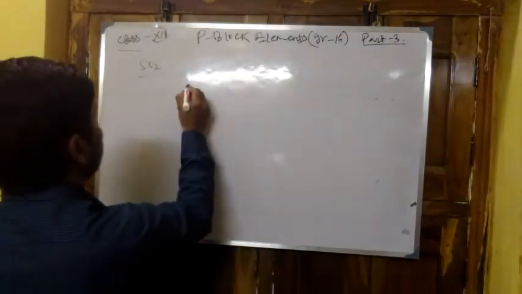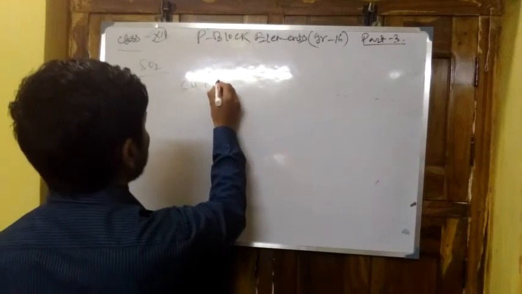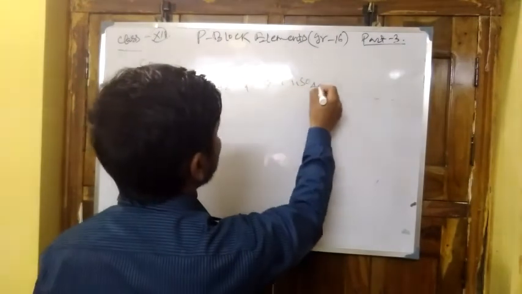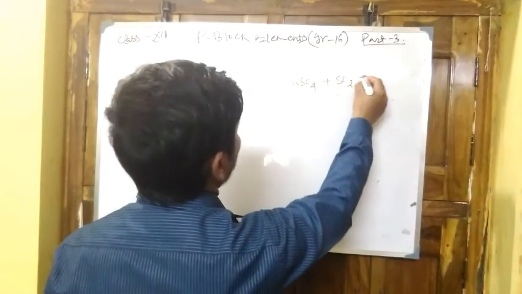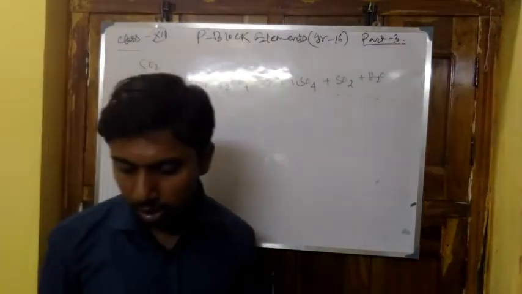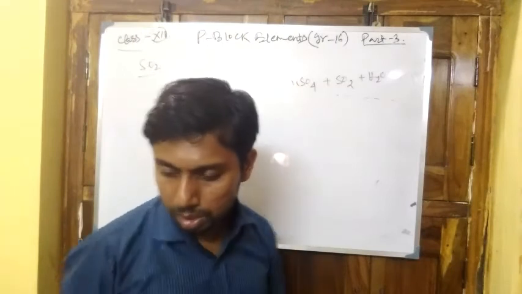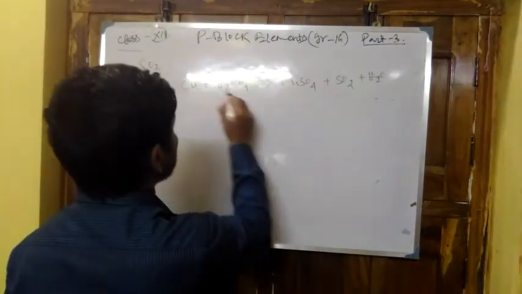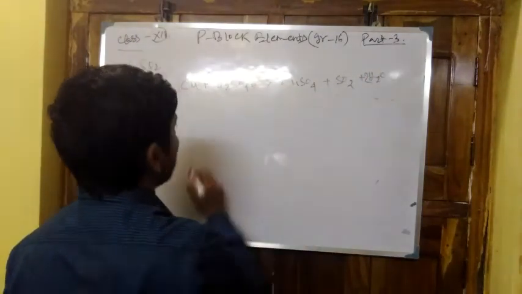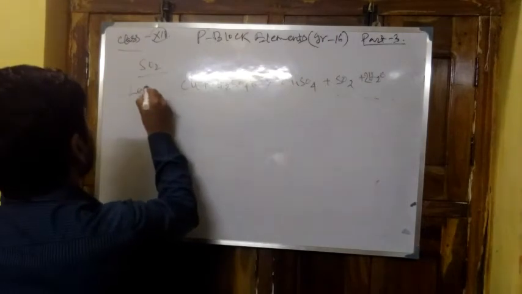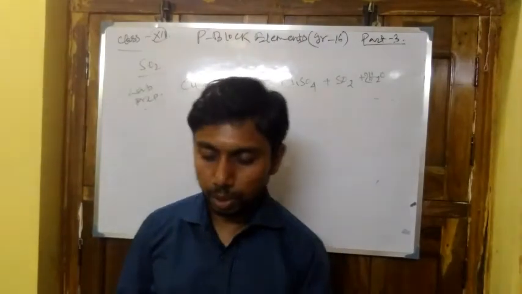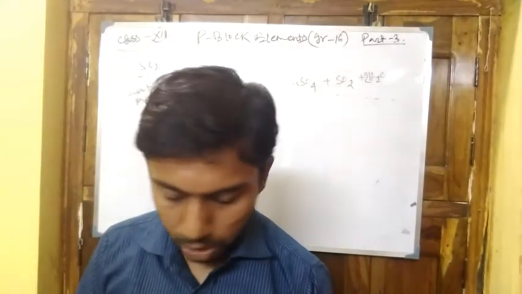SO2: Cu plus concentrated H2SO4 forming CuSO4 plus SO2 plus 2H2O. It is concentrated, and here we have to heat the reaction. It is the laboratory preparation of SO2. So it is a very important reaction, that is the lab preparation of SO2.